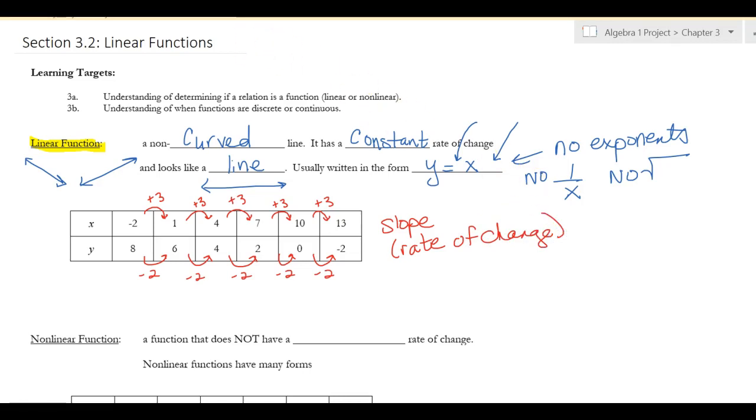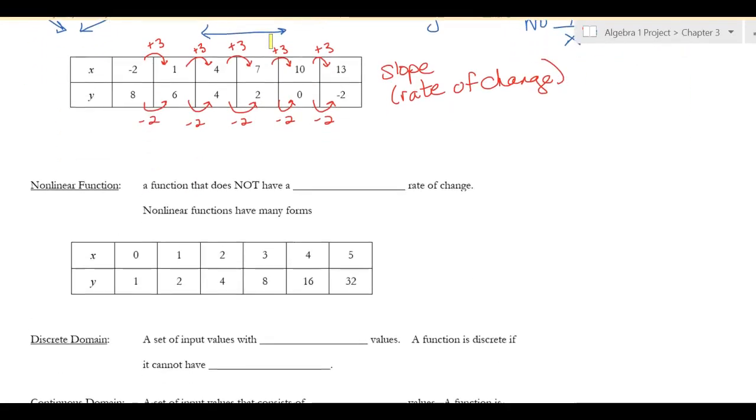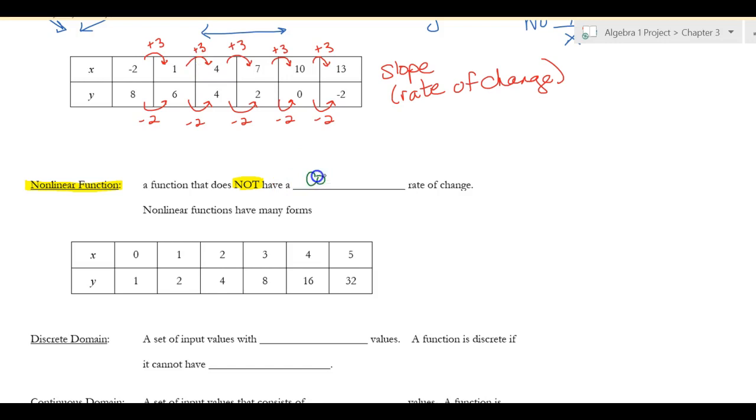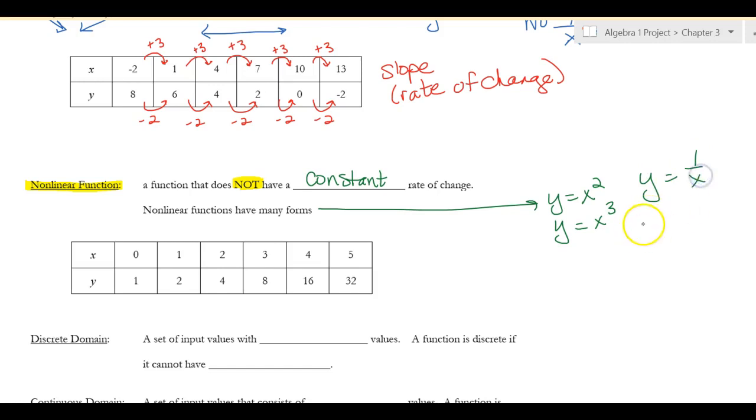All right, so let's look and see what a nonlinear function looks like. A nonlinear function does not have a constant rate of change, so it changes. Nonlinear forms have many different ways. So it could be y equals x squared, y equals x to the third. It can have any exponent here. It could have the x on the bottom. It could have square root of x. So there's lots of different ways that you could have nonlinear form.